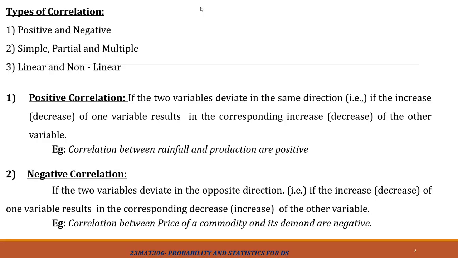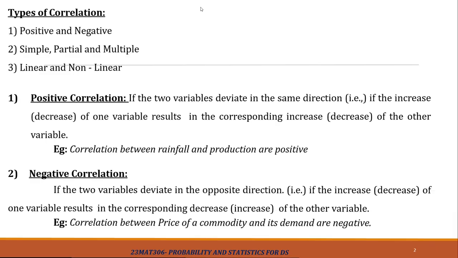Next, we will see about the types of correlation. It is positive and negative, simple, partial and multiple, linear and non-linear. Positive correlation means the two variables deviate in the same direction. This speaks about the directions. So if the two variables travel in the same direction, it is positive correlation, or if they travel in the opposite direction, it is negative correlation.